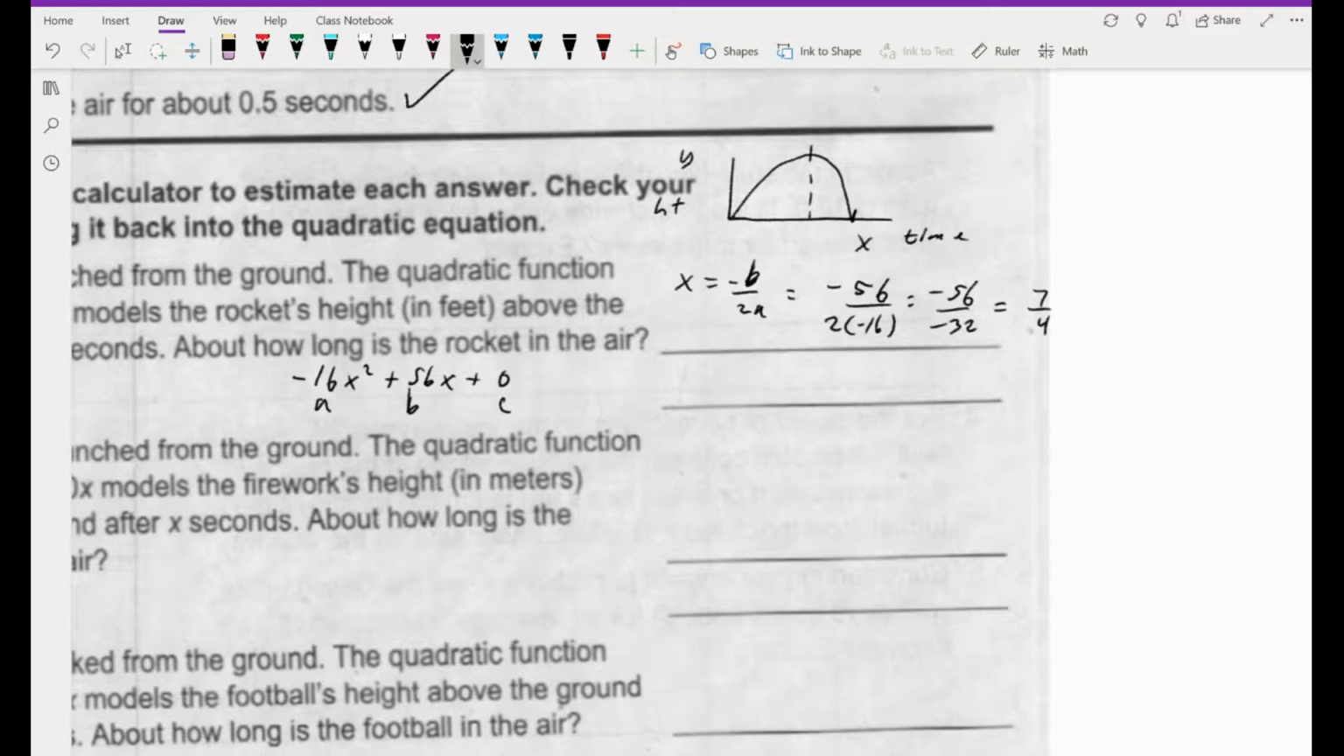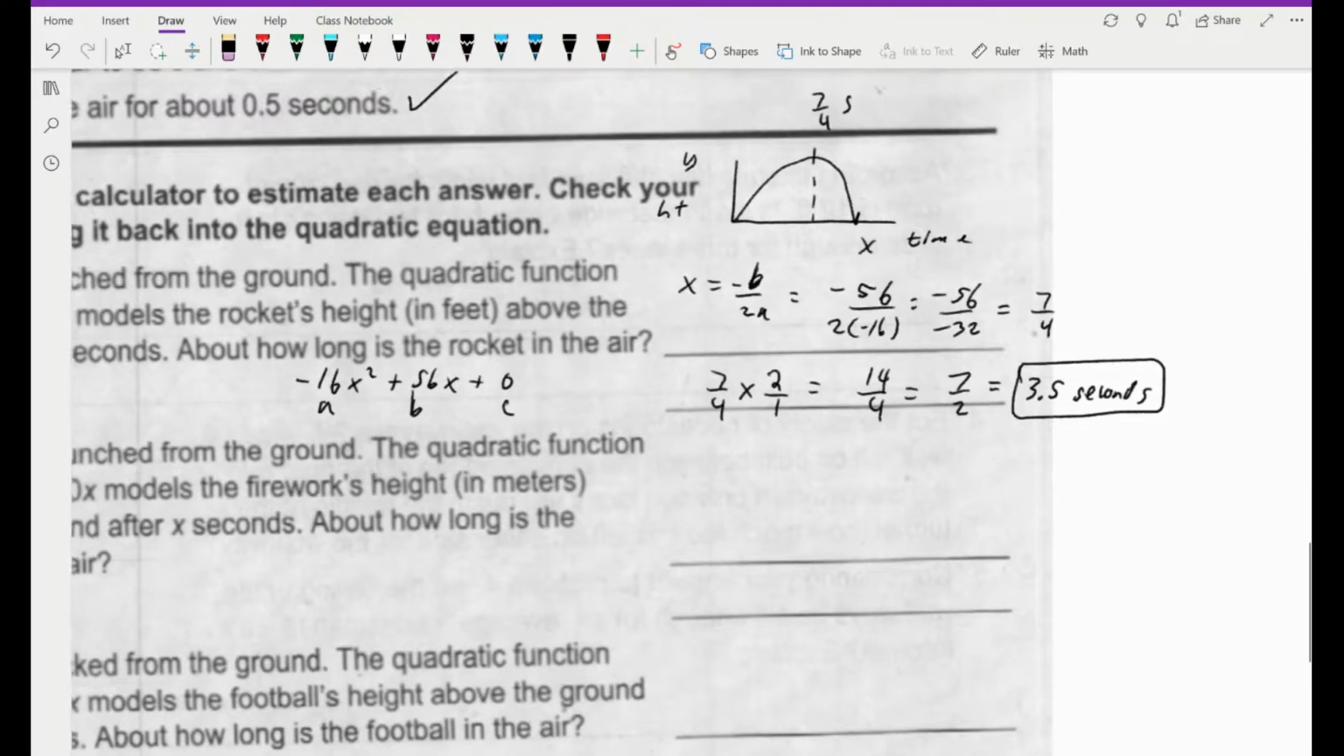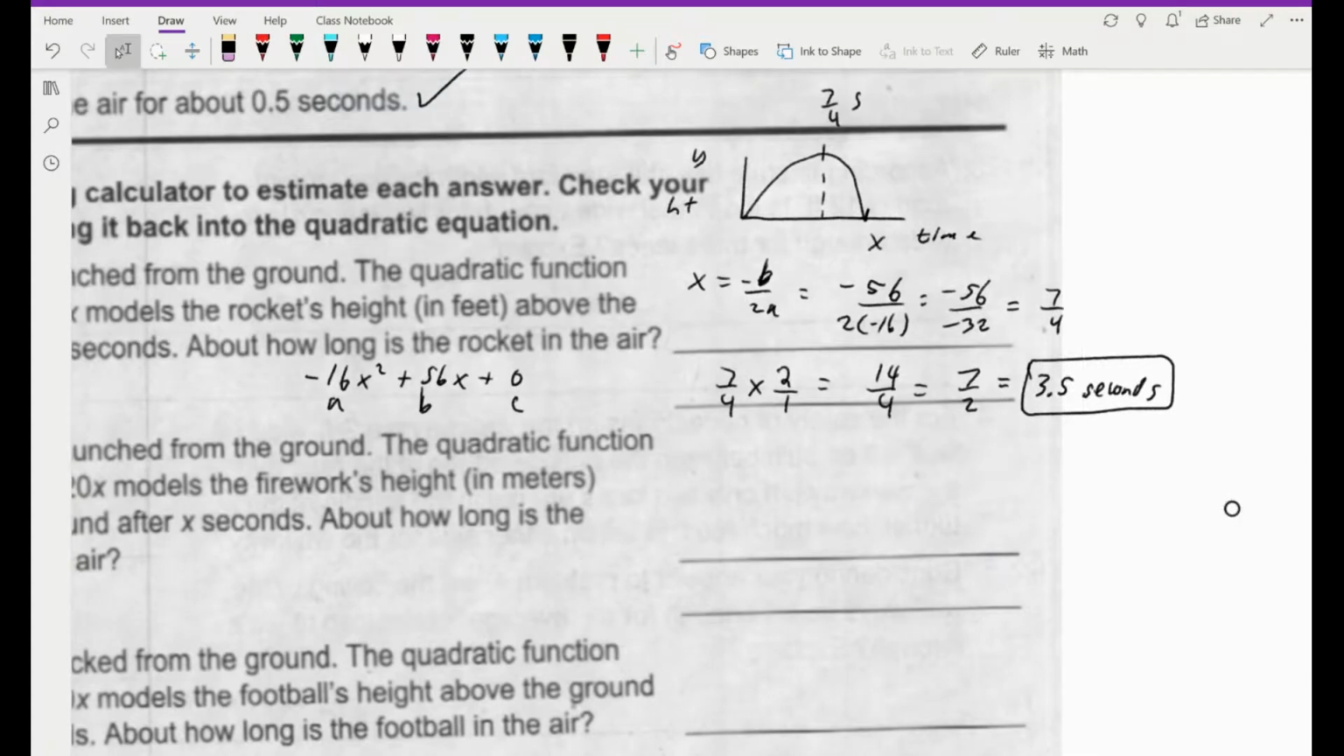So it takes 7/4 of a second, which is a little less than 2 seconds. It's actually 1 3/4 seconds to reach the maximum height, which means we just need to double it. So if we do 7/4 times 2, put it 2 over 1, we'll get 14 over 4, which reduces to 7 over 2, which is 3.5. Because it's a word problem, it's okay to have decimals in a word problem. So this rocket will spend a total of 3.5 seconds in the air.